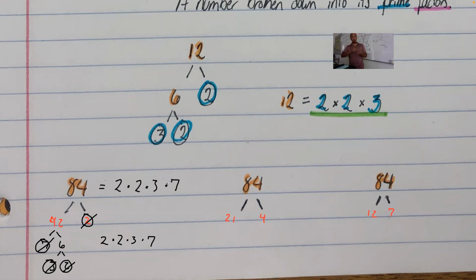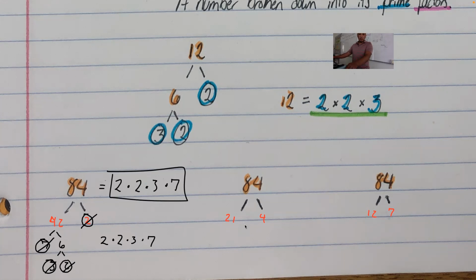2 times 2 is 4, 4 times 3 is 12, 12 times 7 is 84. Or the other way around, 7 times 3 is 21, 21 times 2 is 42, 42 times 2 is 84. Either way, I get the same answer. Now, let's see if we can get the same answer doing it the other ways.